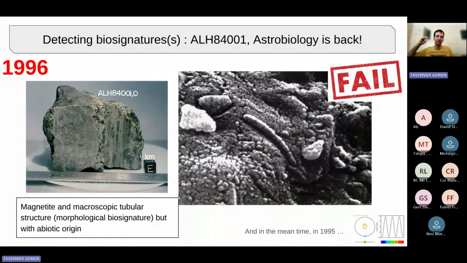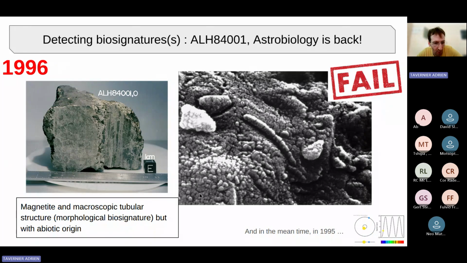So here you have a huge gap, but we are still on Mars. Indirectly, we are in 1996. ALH 84001, astrobiology is back. And this is the analysis of a Martian meteorite that has been collected in Antarctica, Allan Hills, which is what AL stands for. And one team shows this kind of picture, which was taken with an electron microscope. And you have this kind of structure.